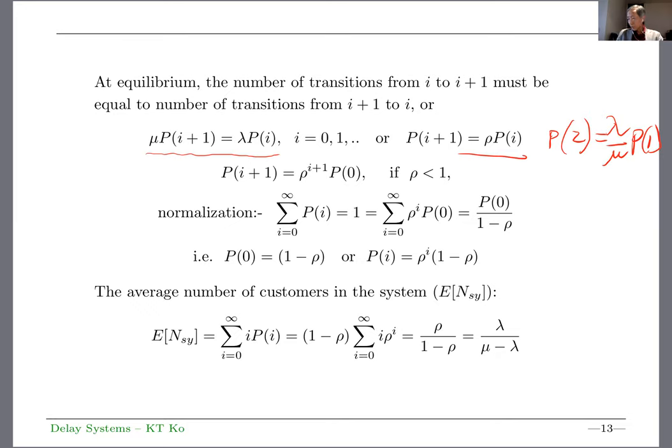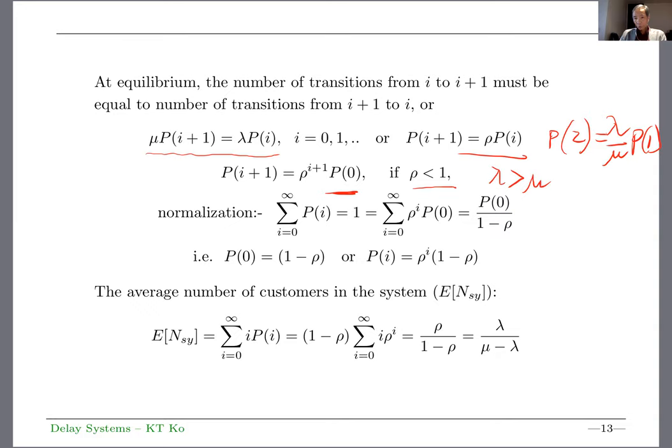Basically, if you know P0, you know P1. If you know P1, you know P2, because you know what lambda over mu is. And one specific requirement is that lambda over mu has to be smaller than one. What happens with lambda over mu bigger than one? That means lambda is bigger than mu. That means more jobs are coming in before the single server can process them, and the system will not be steady. That means a growing number of jobs waiting in the queue.